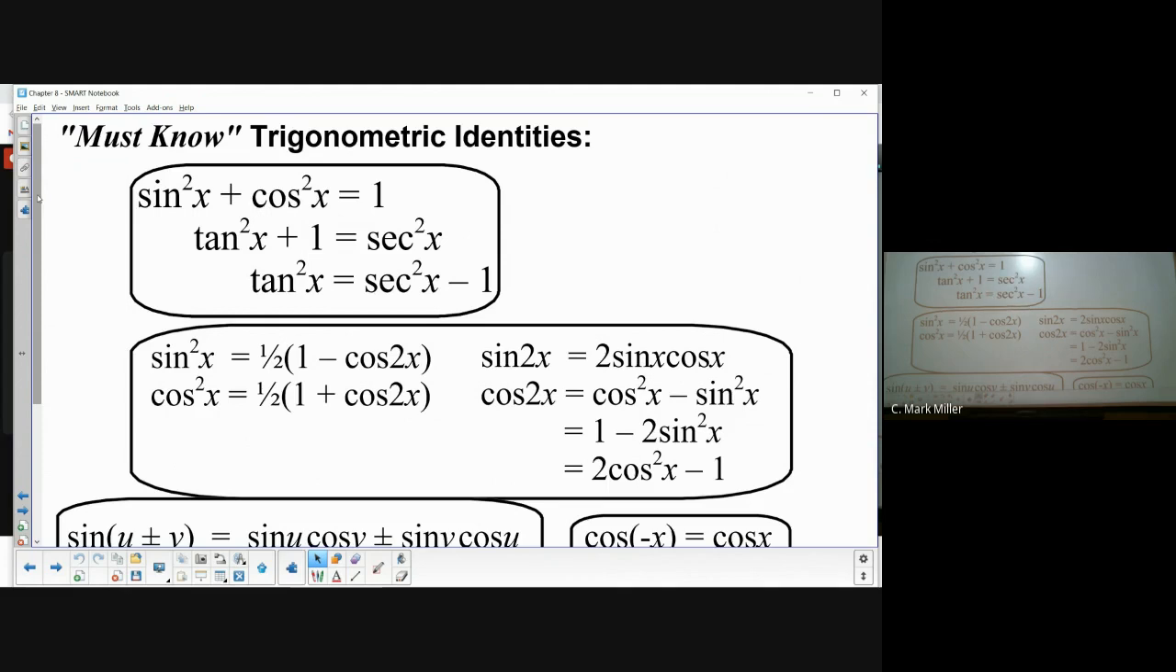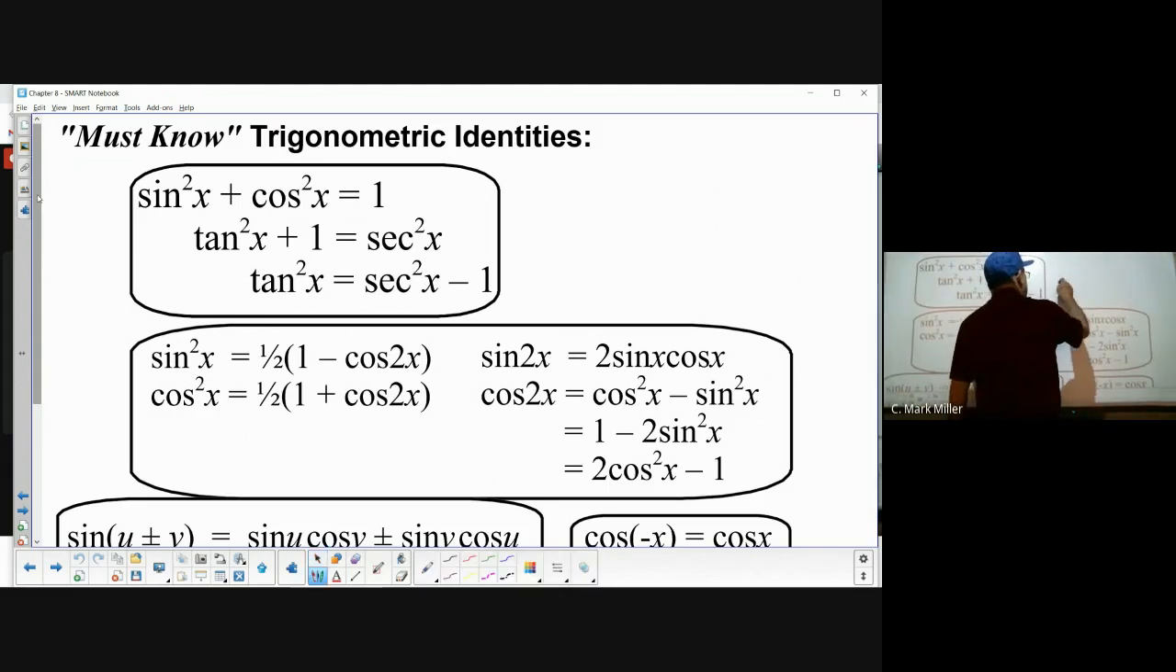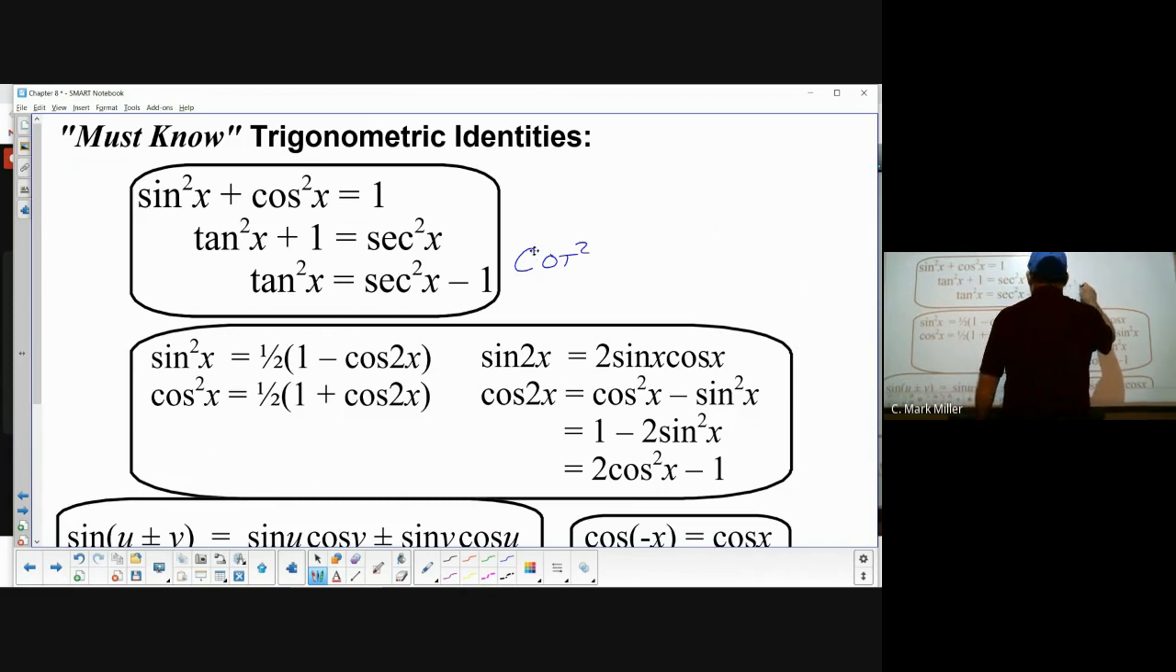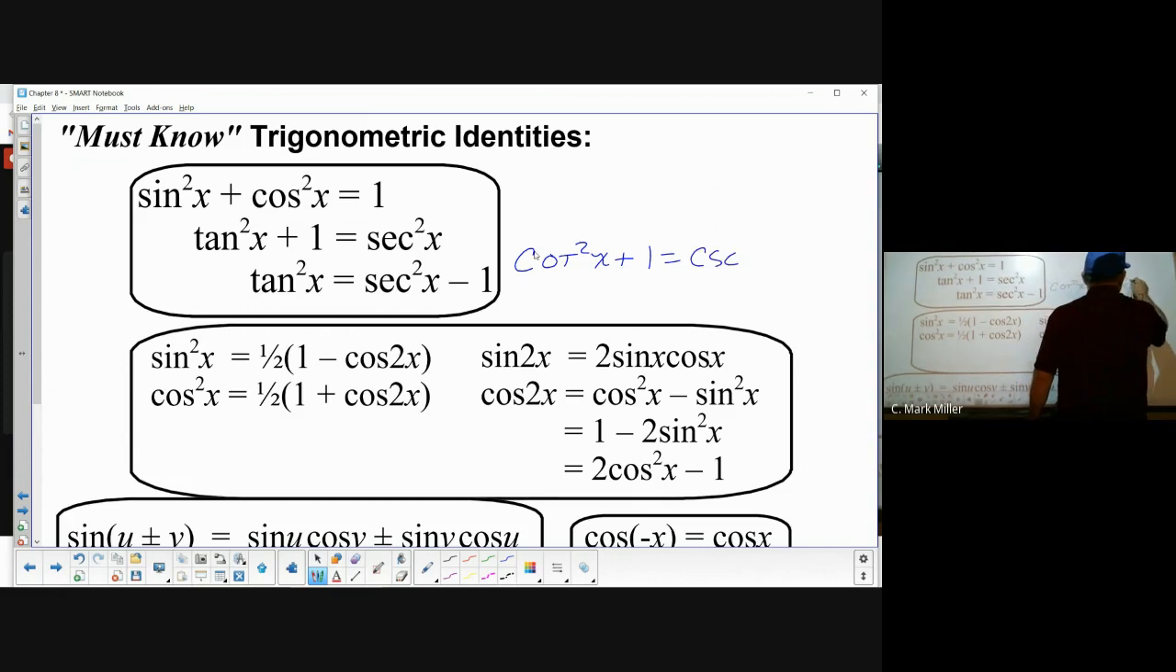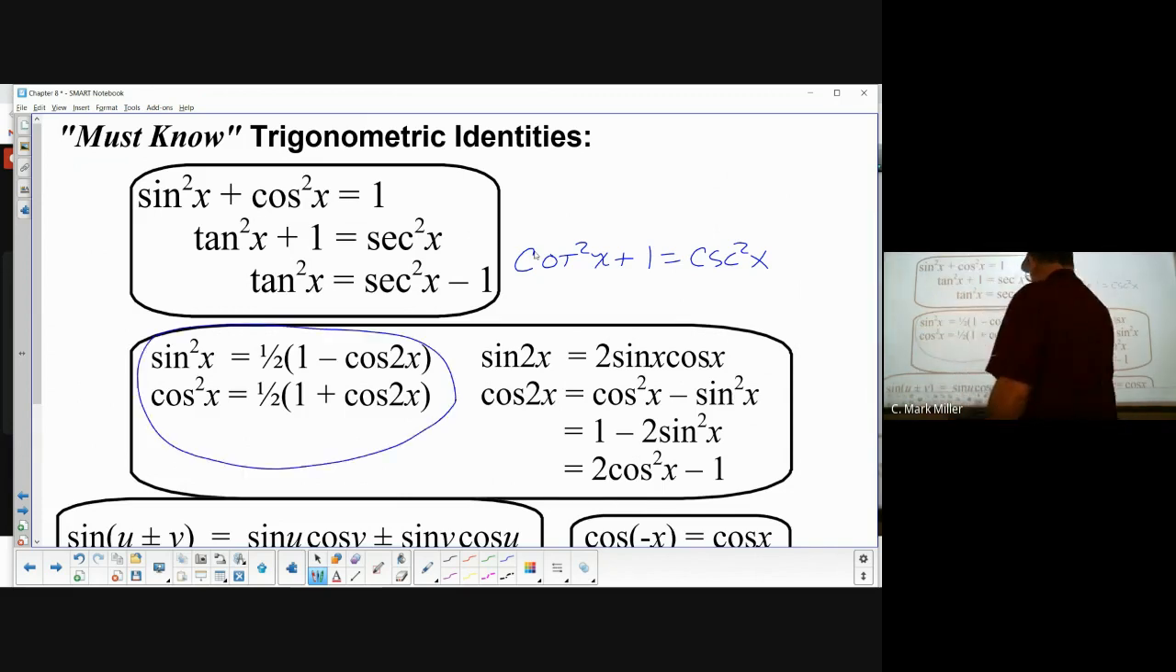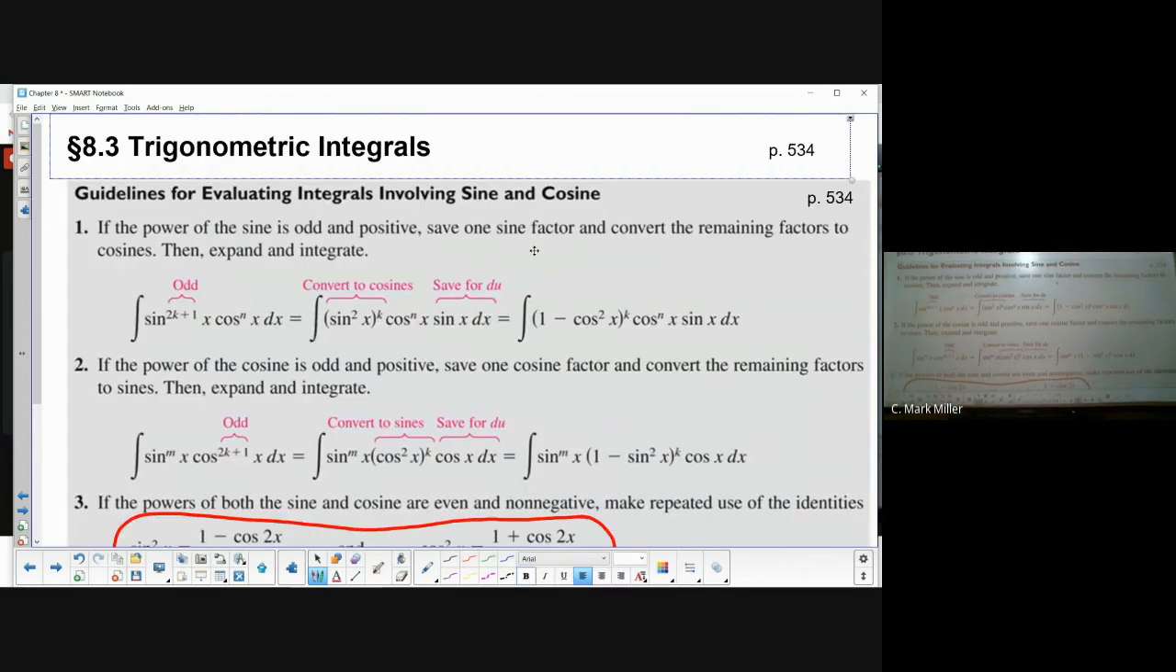We don't use the cosecant cotangent one so often. But there is another one we could put here: cotangent squared x plus 1 is cosecant squared x. But we don't use that one so much because these will handle the cases we need. This next block right here is the same as the last slide. That's these down here.